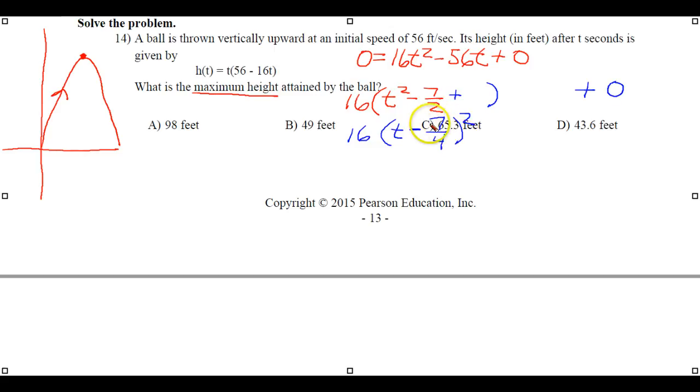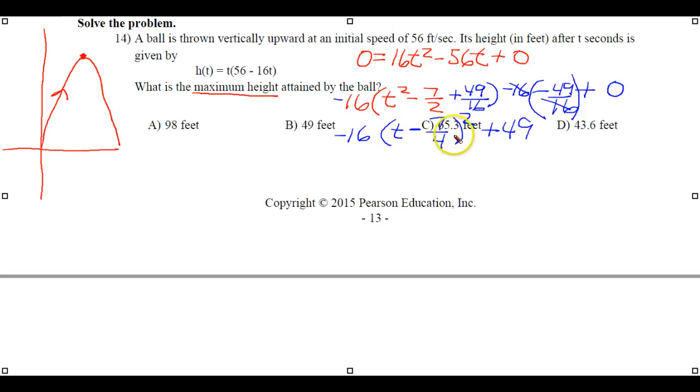And now I have to square my 7/4, and I'm going to get 49/16. But I'm going to add here a negative 49/16. Well, this is a negative 16. We have to remember that this is a parabola opening downward. So when we move this out, we have a negative 16 times a negative 16. These cancel out, and this becomes a positive 49.